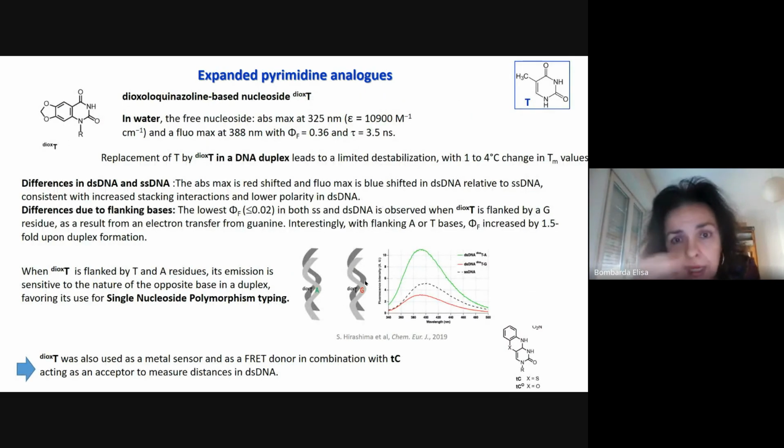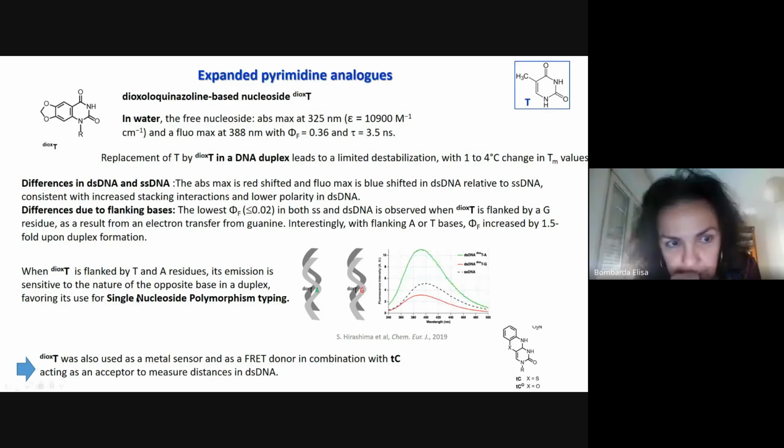Okay, so here is an example, I take only one of them. Then is the deoxyloquinazoline-based nucleoside. It's this one, which in water has quite a good quantum yield and lifetime. Its replacement in the DNA duplex leads to a limited destabilization. So the melting temperature is just a few degrees different from the natural nucleoside.